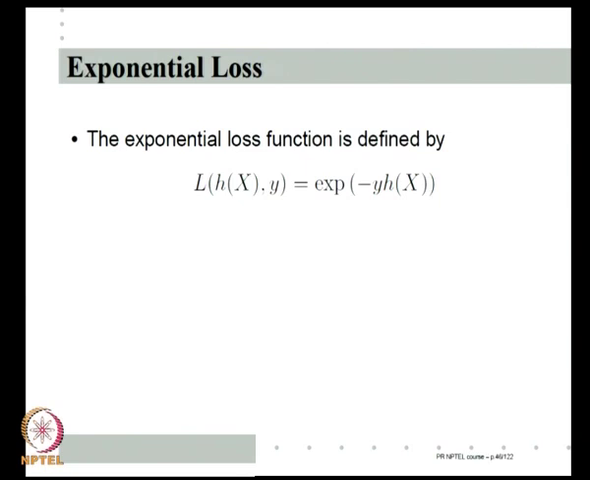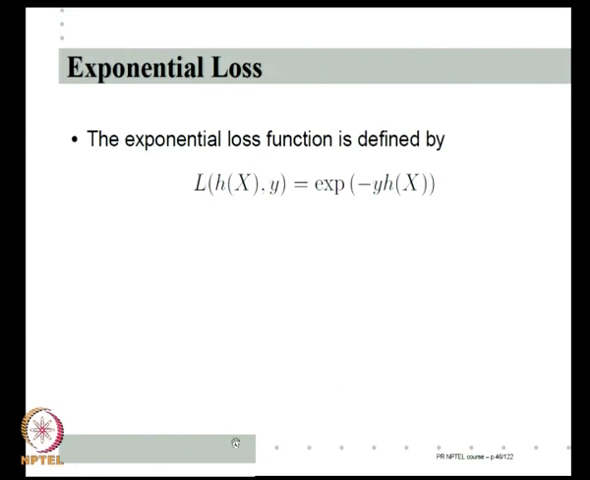The exponential loss function is simply L(h(x), y) = exp(-y h(x)). We have seen that many loss functions can be written as functions of y h(x). If y h(x) is negative, that is, y and h(x) have opposite signs, the 0-1 loss is 1. If they have the same sign, the loss is 0. That is of course a non-convex step function. Then we have seen the hinge loss of SVM, which gives a convex approximation to this. We also saw that the square loss is another convex approximation to the 0-1 loss function.